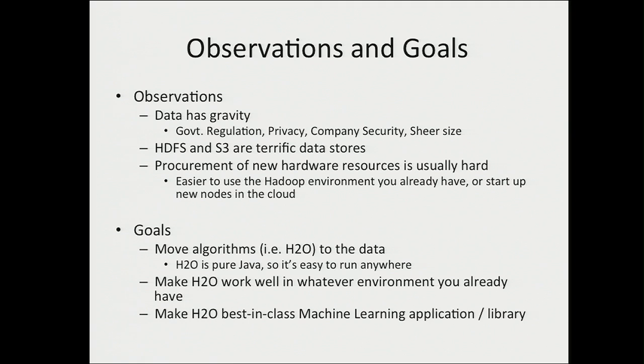In terms of observations, one of the things that we've noticed, Sri likes to say, data has gravity. And what that means is it's very difficult often to move the data. So if a customer has their data on-prem in a Hadoop cluster, if they already have it in S3, if they have it somewhere else, it's often difficult to move it because there are regulatory requirements from the SEC or from the healthcare field, privacy requirements, possibly just company security policy, or sometimes just the sheer size of it makes it cumbersome to move around. So one of the goals we have is to be able to move H2O to the data.